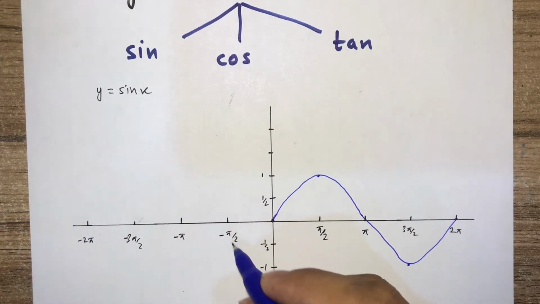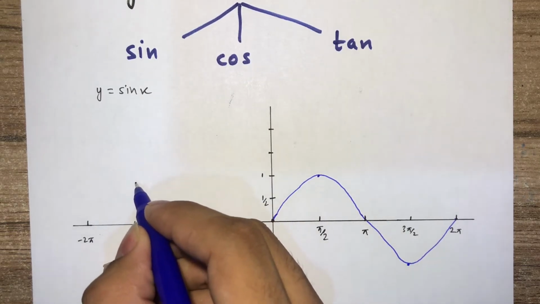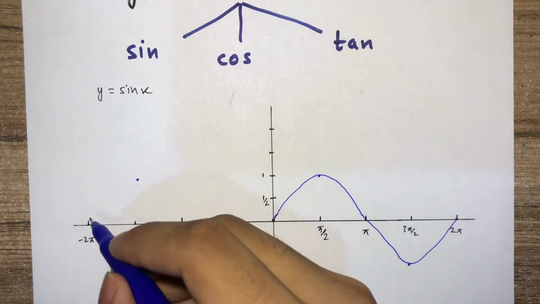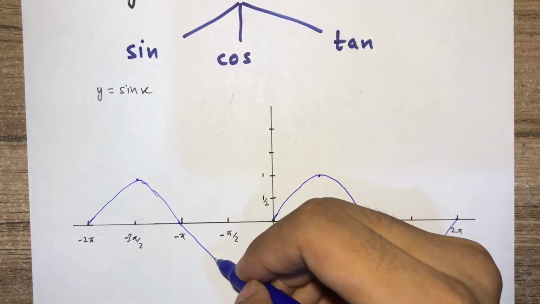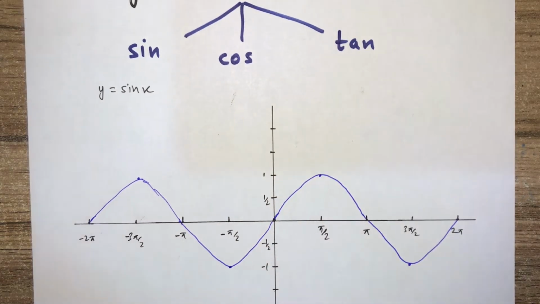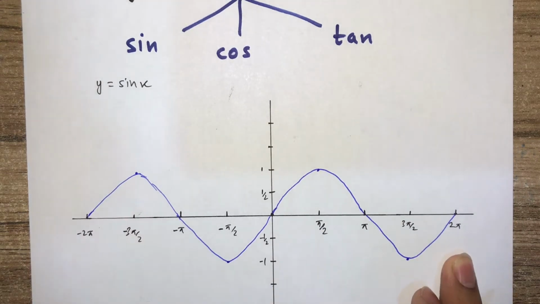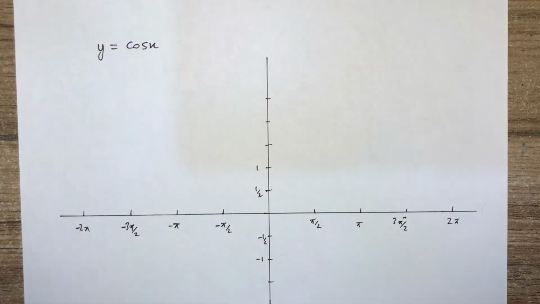We'll have at negative pi by 2 we'll have negative 1. Then at negative pi it will be 0. Then at negative 3 pi by 2 we'll have 1. And then 0 at negative 2 pi. So the graph is like this. Now the domain is negative 2 pi till 2 pi. This is the basic sine graph. Now next will be the cos x graph.